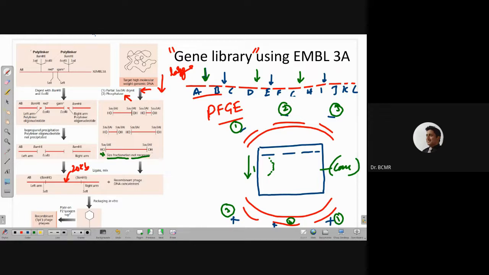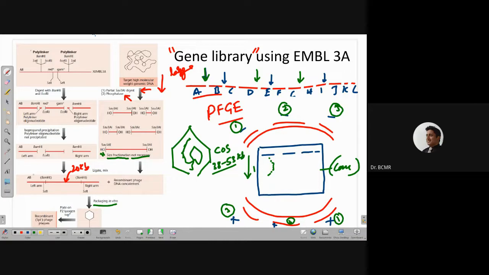The reason for it is the head particles. When we perform in vitro packaging, this is a step that we will discuss some other time, we said that we need cos sites. That is essential on both sides. There should be cos sites for packaging. The second important thing is that the size should be between, say, 38 to 53 kb. Anything lesser than that or larger than that would not fit into the head particles.